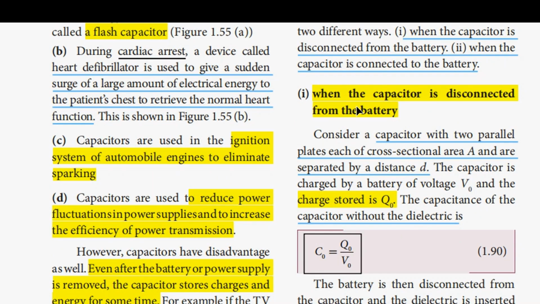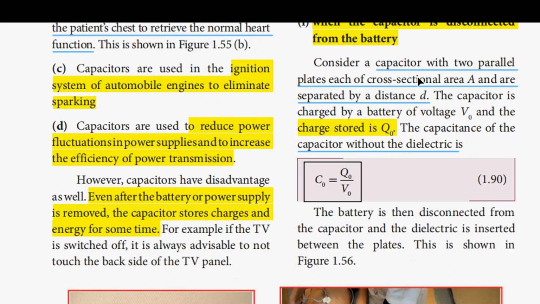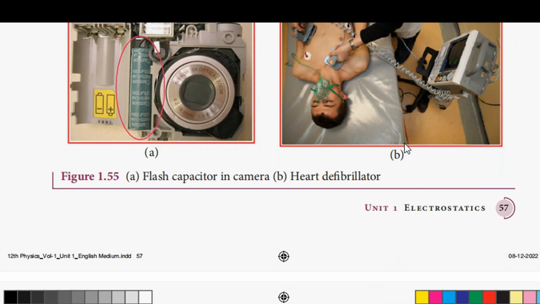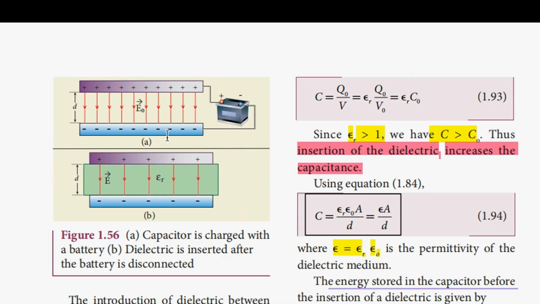Let us consider the first case, when the capacitor is disconnected from the battery. For this, let us consider a capacitor with two parallel plates, each of cross-sectional area A, separated by distance d. The capacitor is charged by a battery of voltage V0, and the charge is stored as Q0. The capacitance of the capacitor without the dielectric is given by C0 equal to Q0 by V0. The battery is then disconnected from the capacitor and the dielectric is inserted between the plates, as shown in figure 1.56.